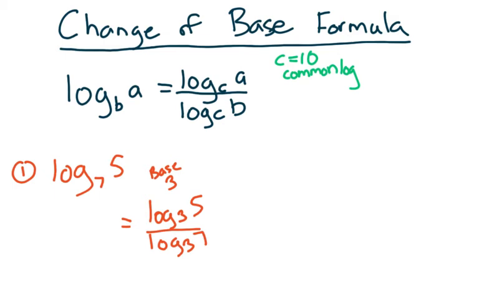So we could rewrite this as log base 10 of a divided by log base 10 of b. Now, for our common logarithm, we don't even have to write the base. If we don't write the base, it is assumed that it is base 10. So we would do log of a divided by log of b.